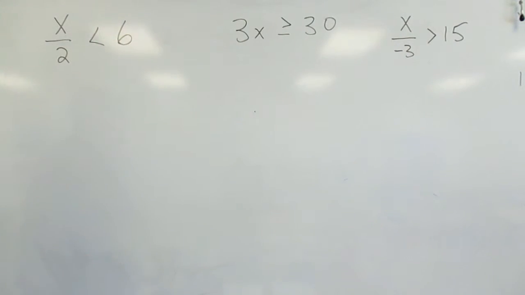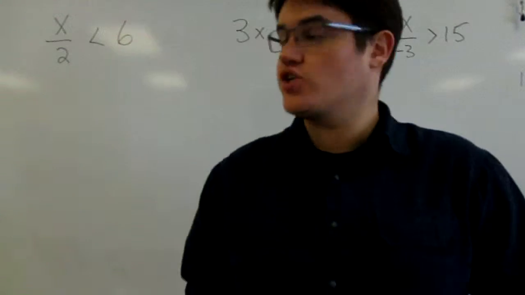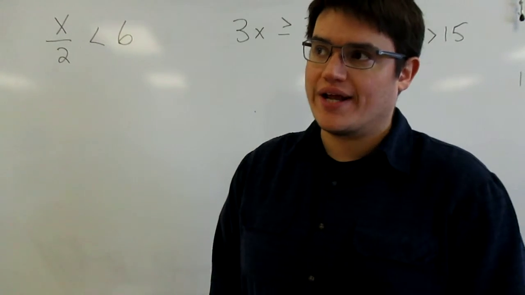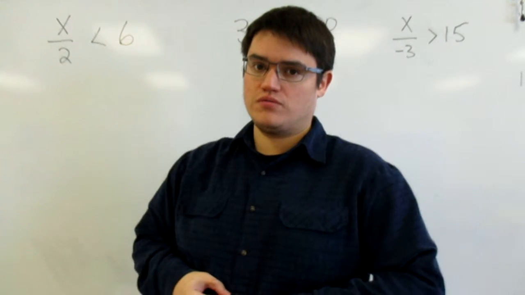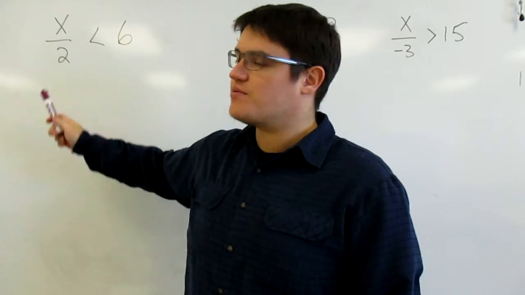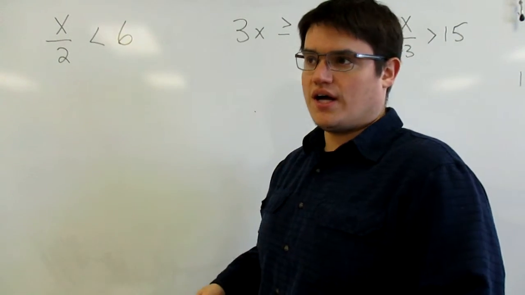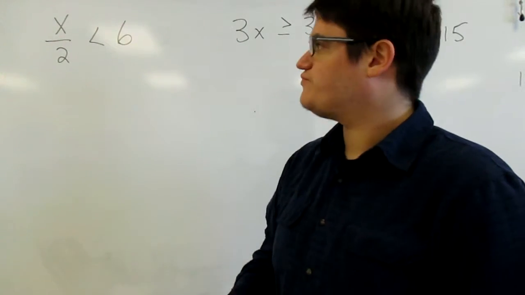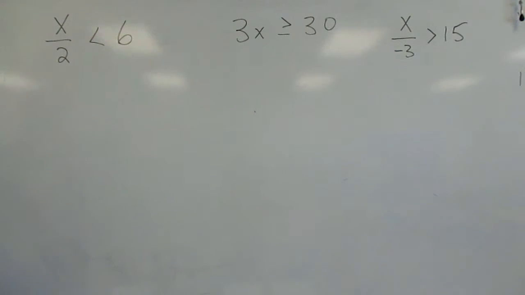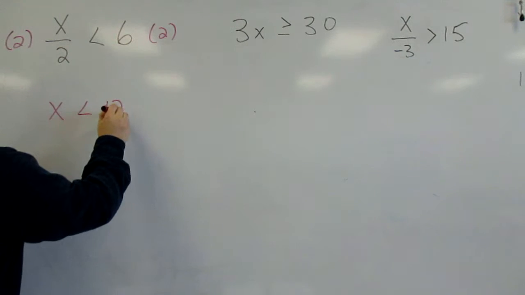Okay, first one here. X divided by 2 is less than 6. Well, let's say we had an equation here, so this was an equal sign. We want to get x by itself, so we're going to have to multiply each side by 2. It's going to be the same concept here. We saw properties of equality held for inequalities with addition and subtraction. Let's see if they hold for multiplication. Let's multiply each side by 2. I'm going to say x is less than 12.